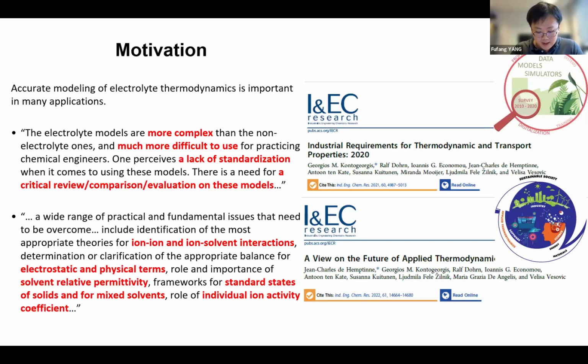The interactions are more complicated. The ions and solvent molecules are very different. Including electrostatic and solvent contributions in the model makes the model so complicated that it was not clear how these contributions should balance each other. Another problem is the role of relative static permittivity. It is also not clear. And there was also no framework for the standard states of solids and mixed solvents. And it is also a bit controversial about the individual ion activity coefficient.